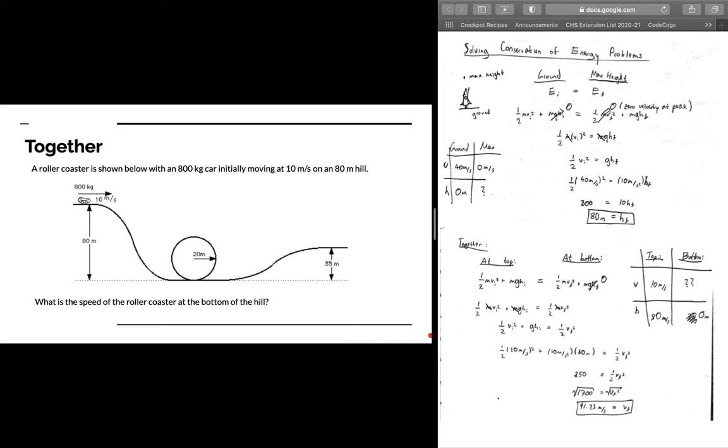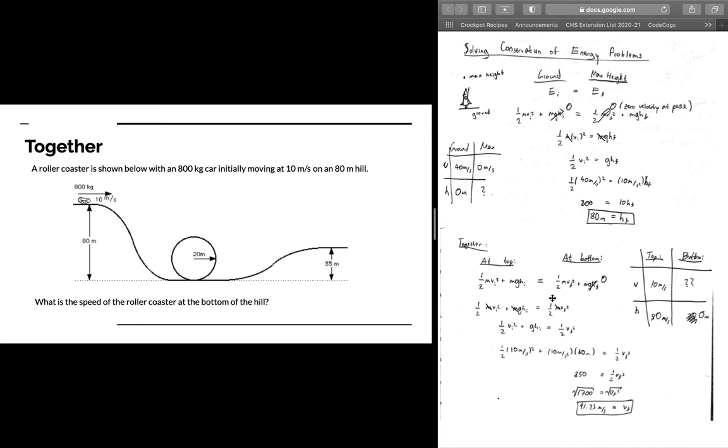So we start off by taking note of where we begin and where we end. In this case, we begin at the top, where our height is going to be 80 meters, and I have 80 meters per second here, that should just be meters, and then our speed at the top is 10 meters per second. Now at the bottom of the hill right here, our height is going to be 0 meters, and our speed at the bottom of the hill is what we're looking for.